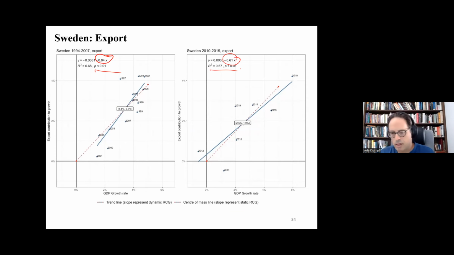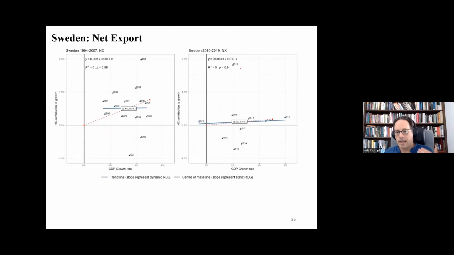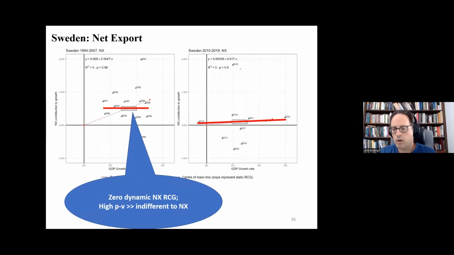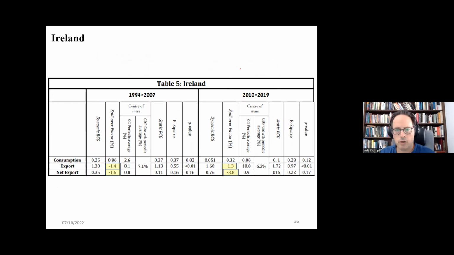And in that sense, I think it would not be precise to describe the Swedish model as a kind of balanced one. Basically, they did very well, both in terms of consumption and in terms of export. When we look at the net export, the dynamic RCG is 0, which means no correlation between net export and growth, and this distinguishes the Swedish model from the German.